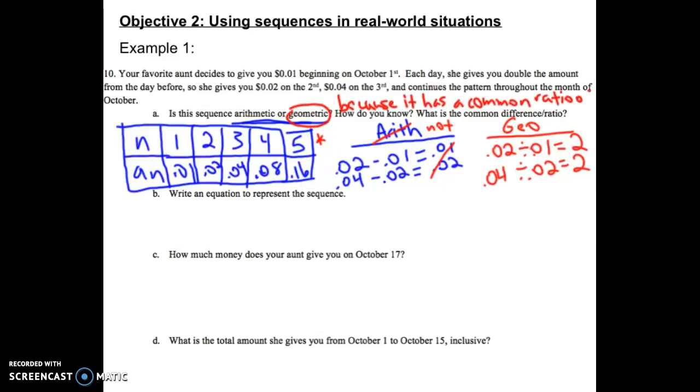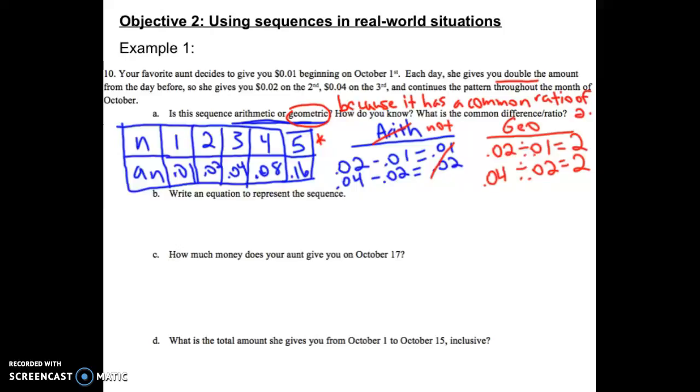of 2. The other word in the word problem, this won't always be there, but the word double should mean something to you, meaning that every time the next term happens, it's going to be double the previous term. So that can't be arithmetic because there's no number you can add to the previous number to have it double.